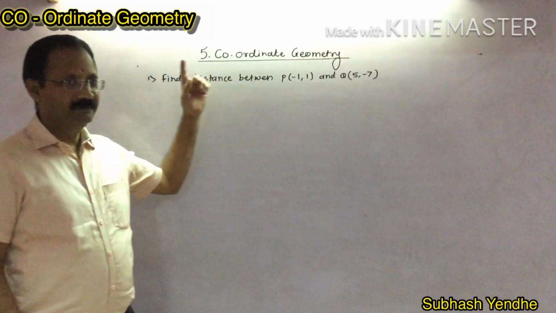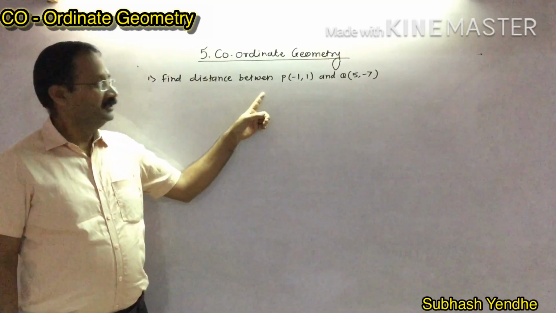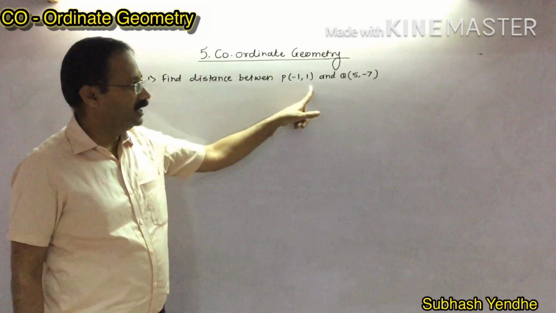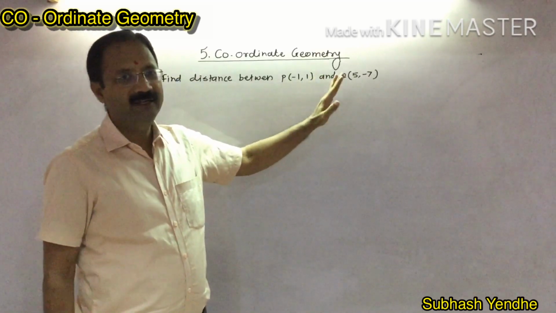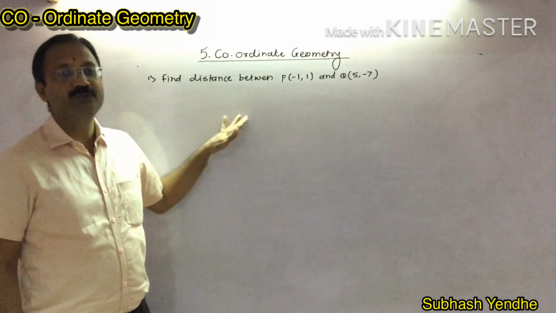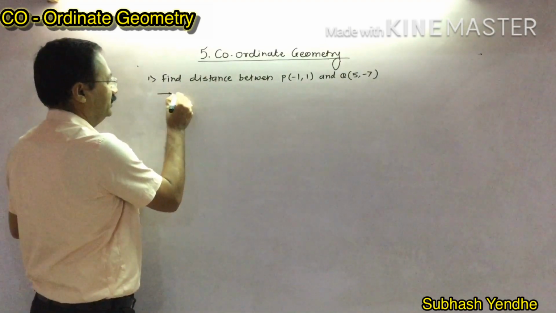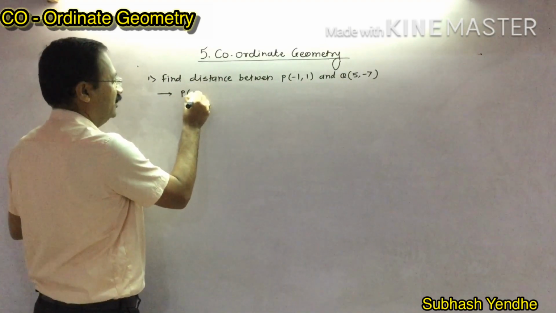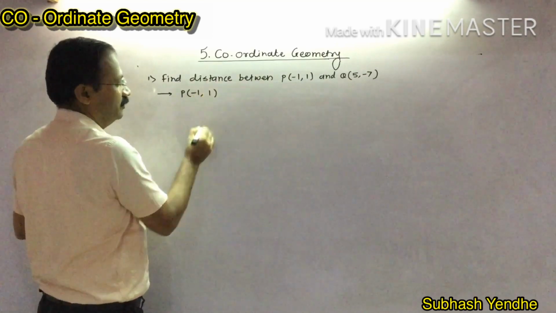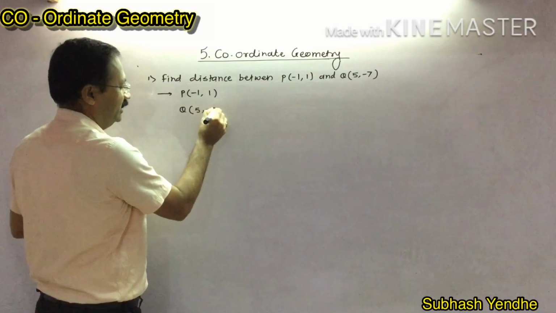Let's start with the first example. Find the distance between P(minus 1, 1) and Q(5, minus 7). If you want to find out the distance, you have to use the distance formula. So first you have to write it. P's coordinates are minus 1 and 1. Then Q's coordinates are 5 and minus 7.